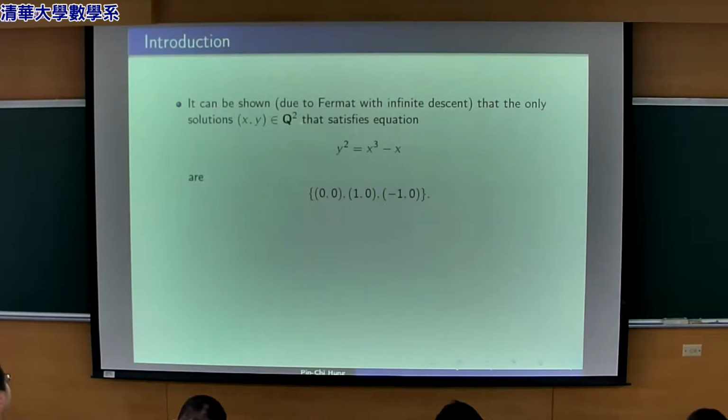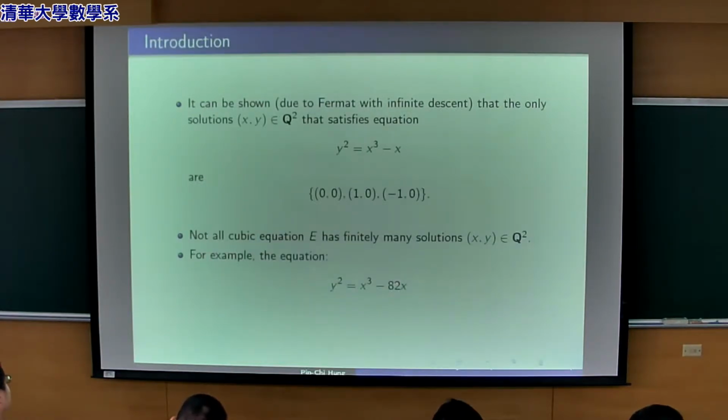So in particular, the equation has finitely many solutions, namely three, right? Okay. We must show this. And on the other hand, not every equation has finitely many solutions. For example, how about this one, y squared equals x cubed minus 82x. For this equation, it can be shown that it has infinitely many rational solutions.